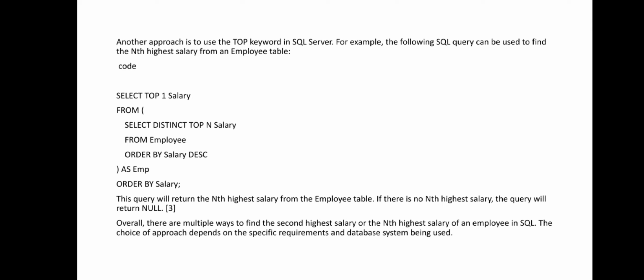Another approach is to use the top keyword in SQL Server. For example, the following SQL query can be used to find the nth highest salary from an employee table. This is the code. Select top 1 salary from, select distinct top n salary from employees, order by salary descending as EMP, order by salary. This query will return the nth highest salary from employee table. If there is no nth highest salary, the query will return null.